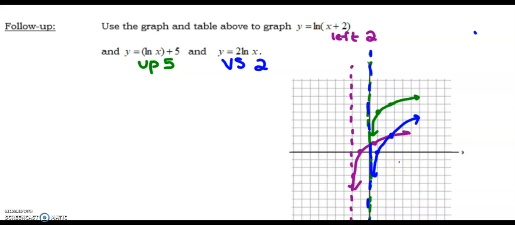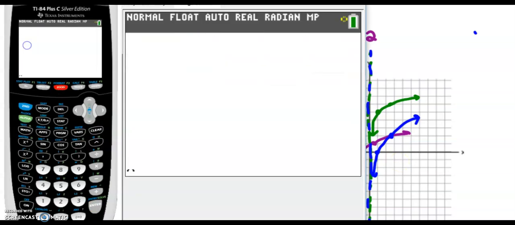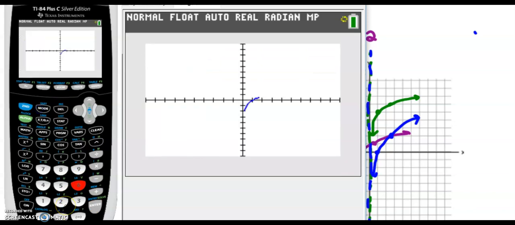Something to be careful of on your calculator. If you are in a Zoom 6 scenario, your calculator makes it look like the natural log stops when it gets close to 0, almost like a square root, but this extends all the way down. It's just that you're getting infinitely close to that vertical asymptote.